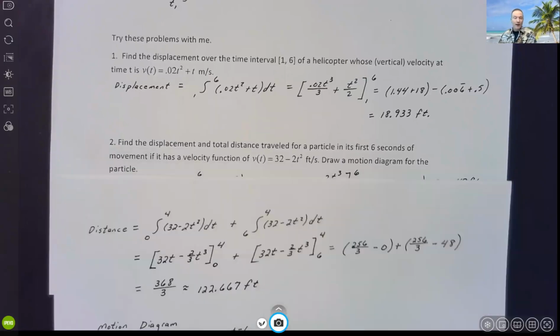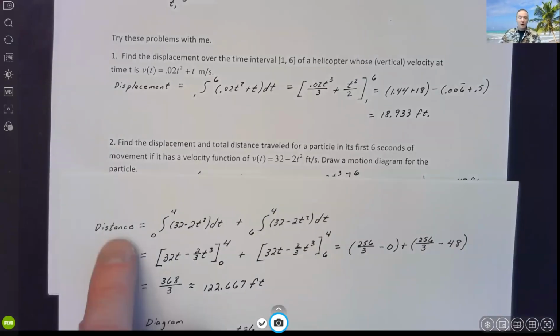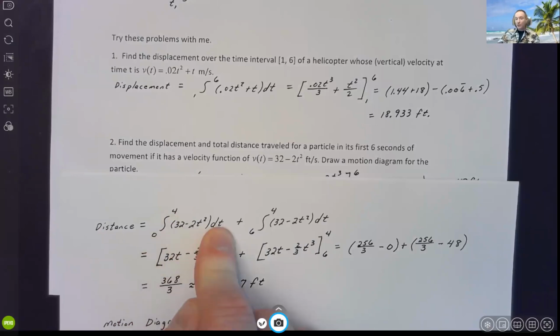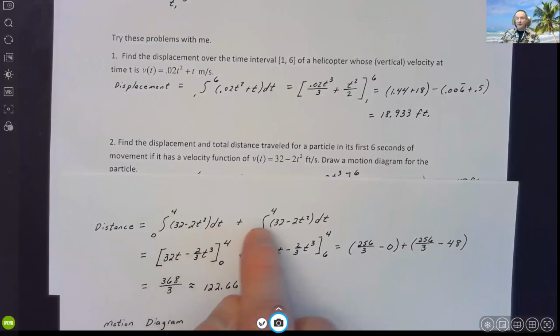Now, when I try to find the total distance traveled, I have to break up the original problem, the integral from 0 to 6, and say from 0 to 4, the absolute value does nothing. So I just have 32 minus 2t squared with respect to t. And then from 4 to 6, it's the negative of that. Instead of putting the negative, I just flipped my limits of integration. Same thing as subtracting the integral from 4 to 6.